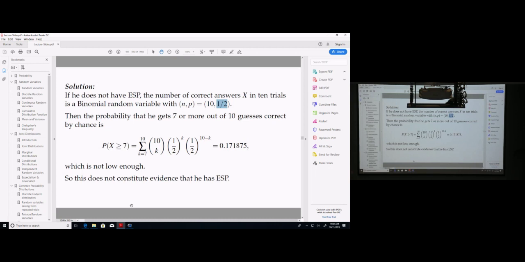So actually, even the guy who gets it right 70% of the time doesn't mean he actually has the ESP, simply because the probability here is almost 17%, which is not small. So yeah, he might be able to fool you. So for this kind of situation, 0.5 and doing it 10 times is not large enough, basically.